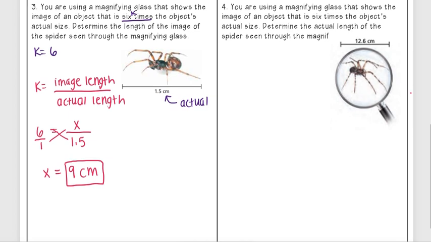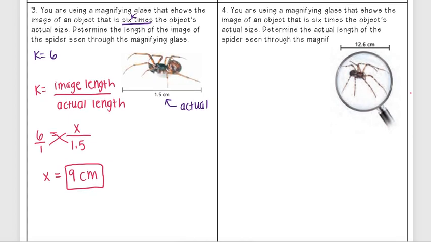Okay, and then looking at this last one, this one says you're using a magnifying glass that shows the image of an object that is 6 times the object's actual size. So again, K here is equal to 6. And this time I want to determine the actual length. So I don't know my actual length, so that's going to be x. But I do know the size of the spider through the magnifying glass is 12.6 centimeters. So I know my image is 12.6.